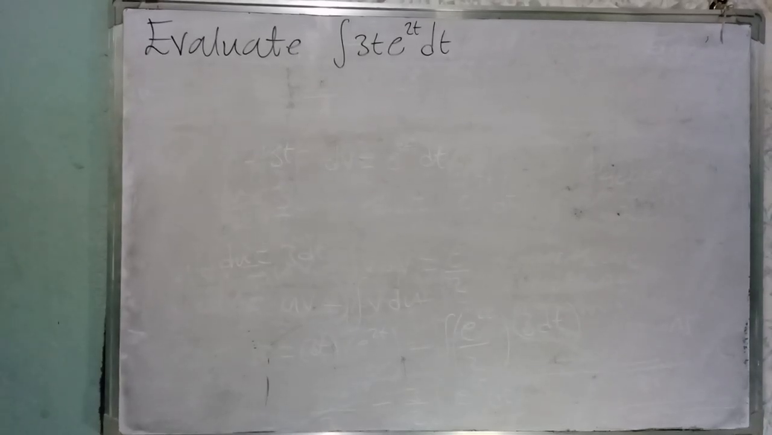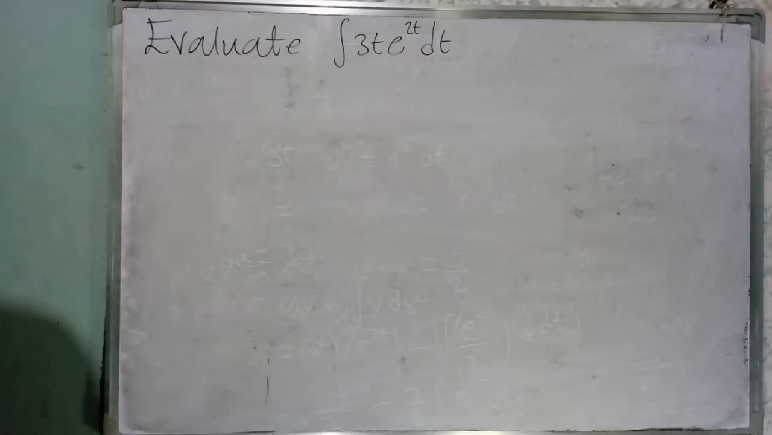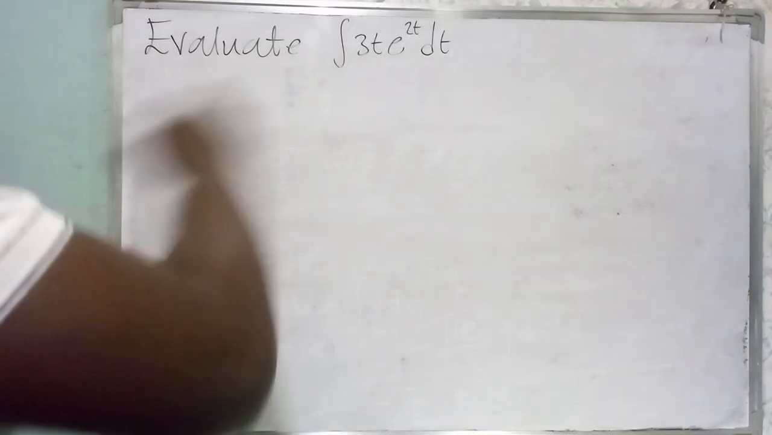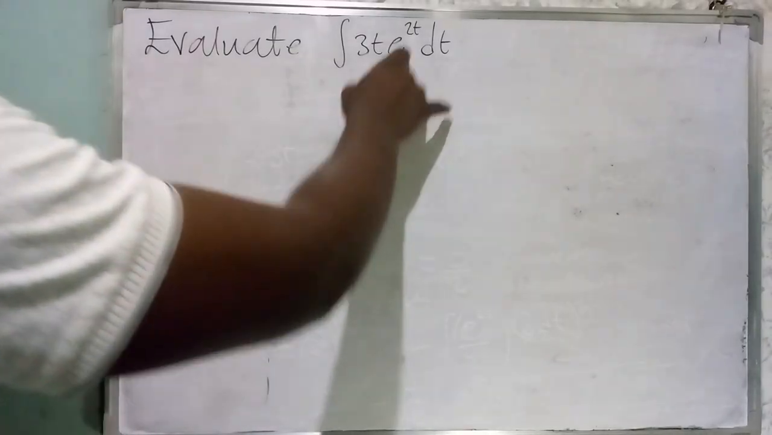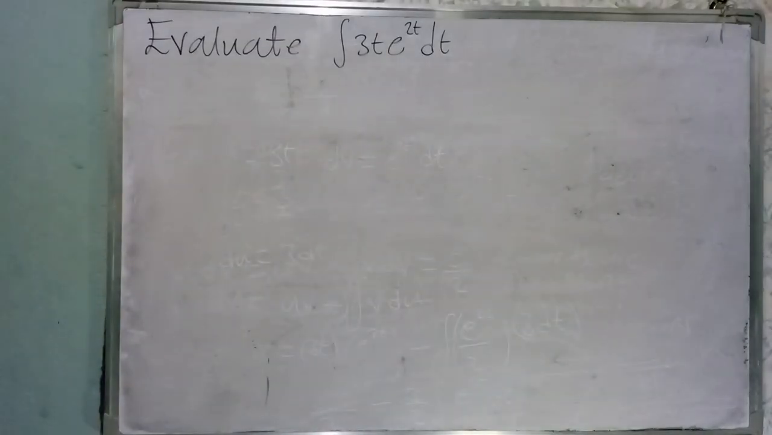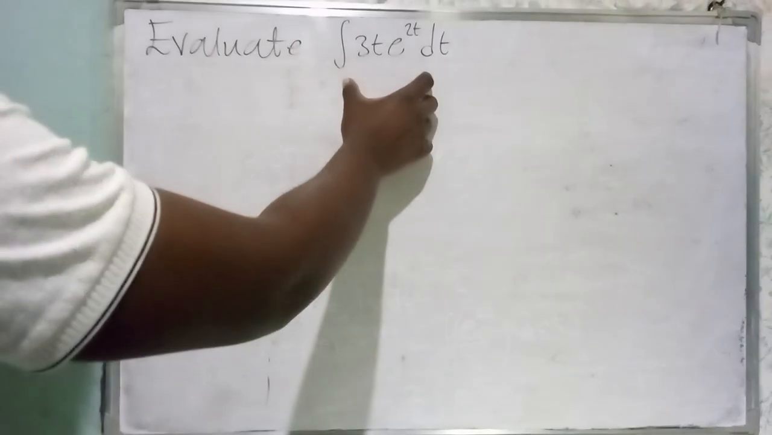Welcome to our channel. In today's video we're going to look at how to integrate using integration by parts. So we have a question saying integrate 3t e to the power 2t with respect to t. So how can we integrate this question?